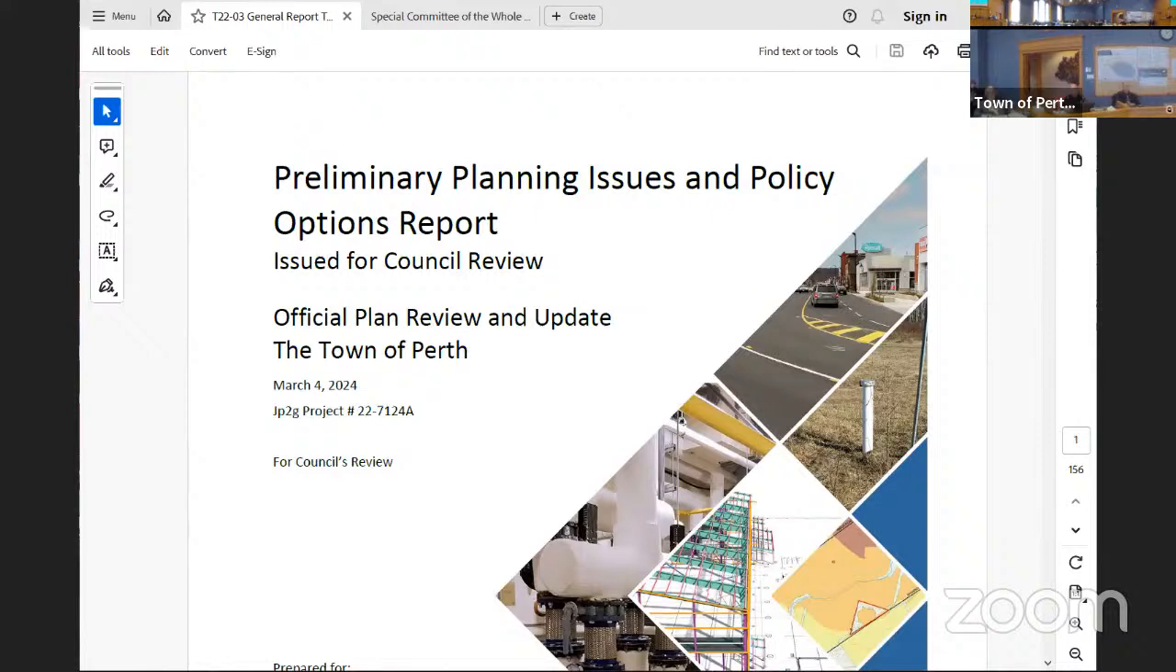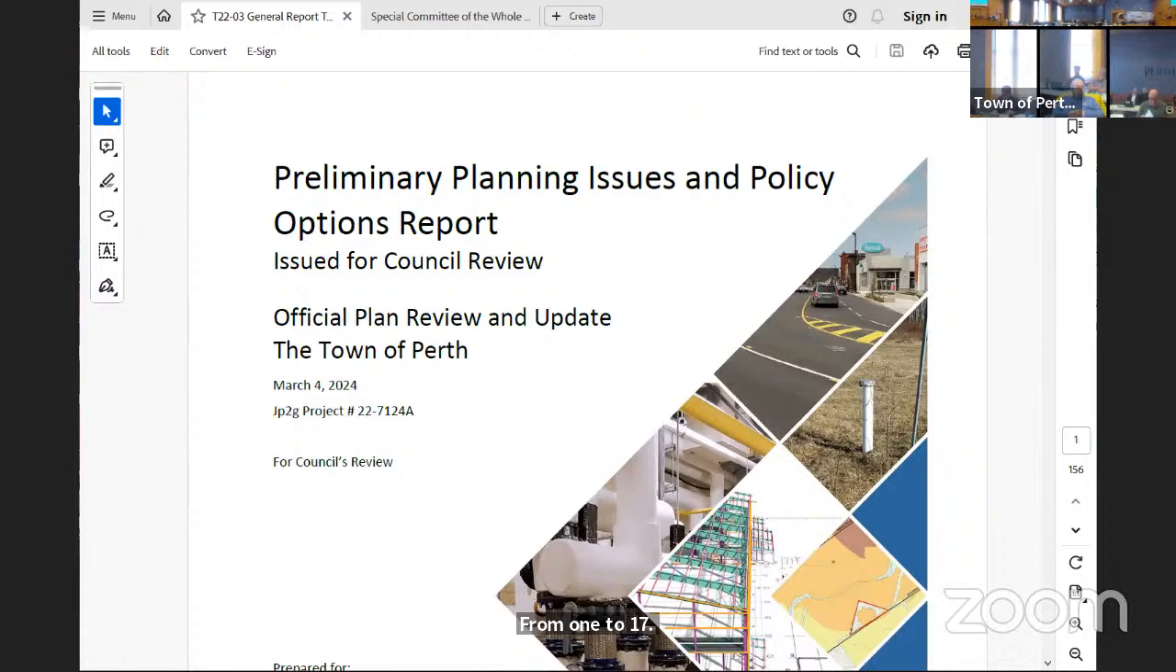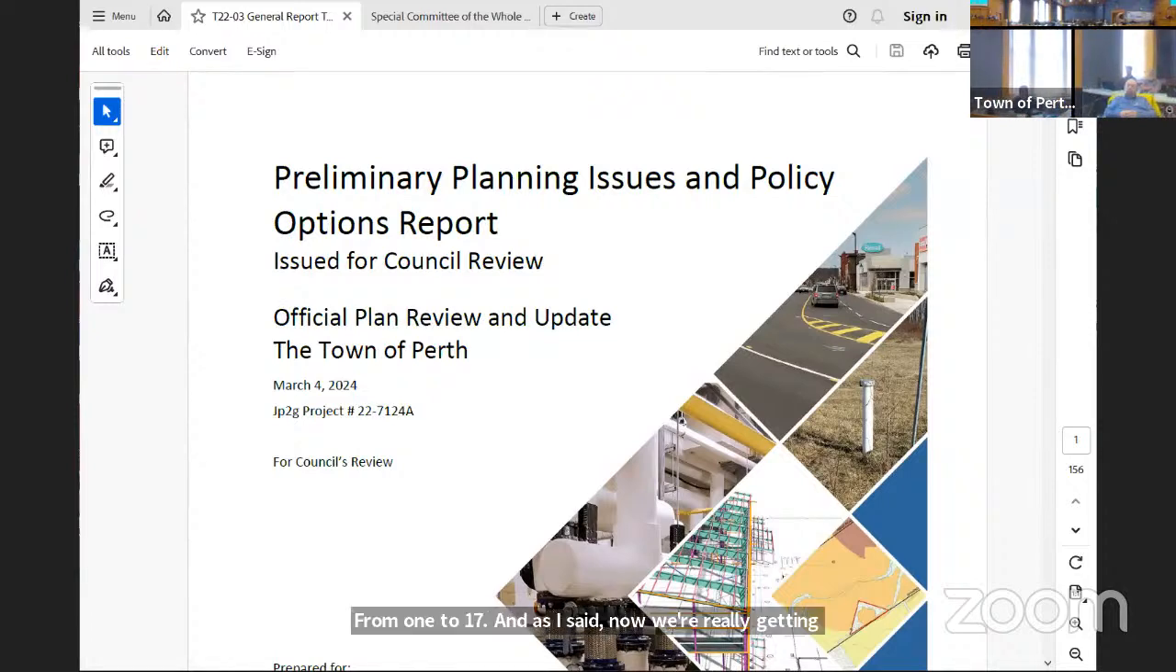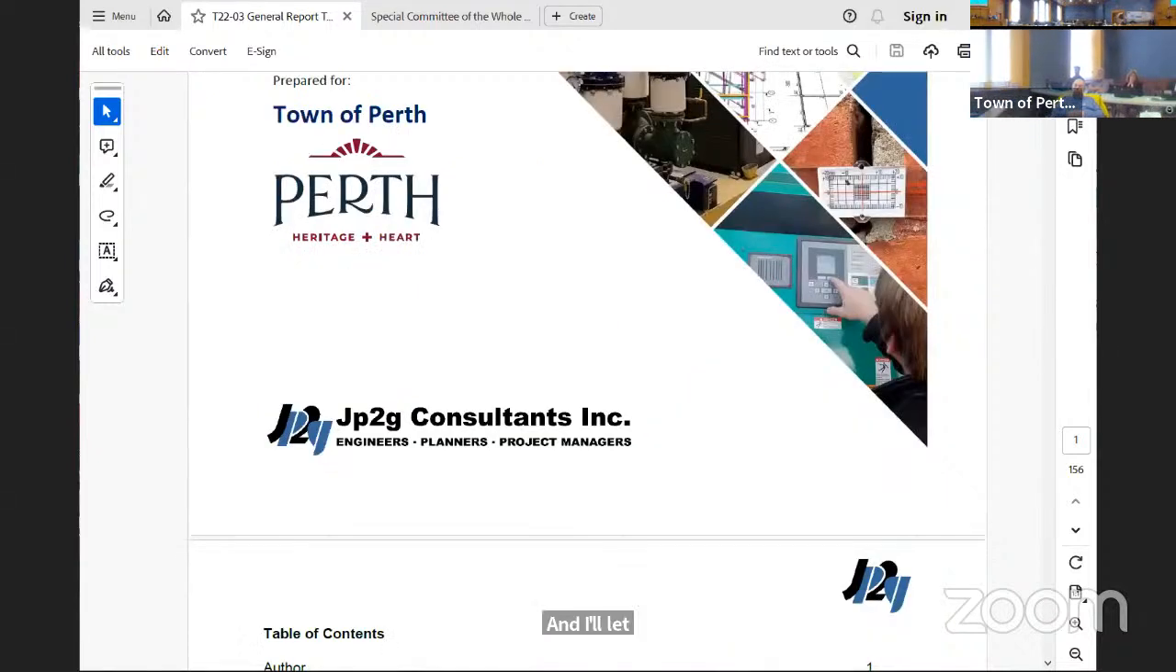Okay, so we will then move forward. Forbes, if we can go to the second section, and everybody can turn to that in their documents, pages 1 to 17. And as I said, now we're really getting into the specifics of the document. And I'll let you take that away, Forbes.